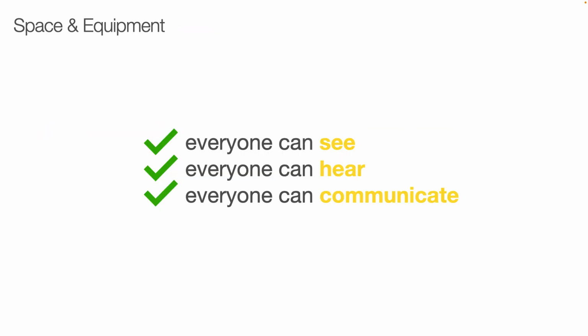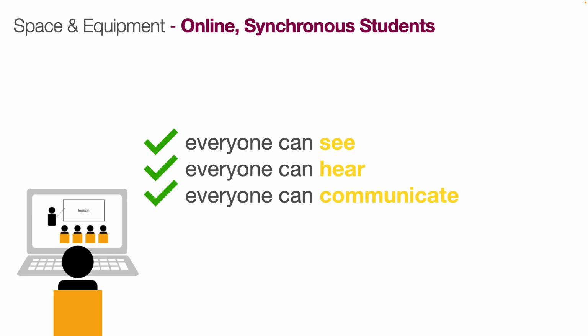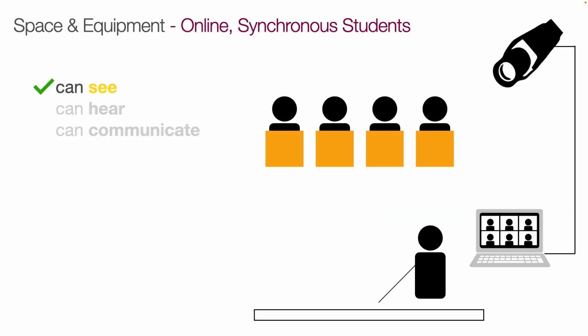So next, let's consider what the online synchronous students, those joining via video conference, need in order to see, hear, and communicate, beyond their own computers anyway. In order for these online students to see the instructor and view the lesson, a video camera is often set up in the room facing the front where the instructor and board or screen are located.